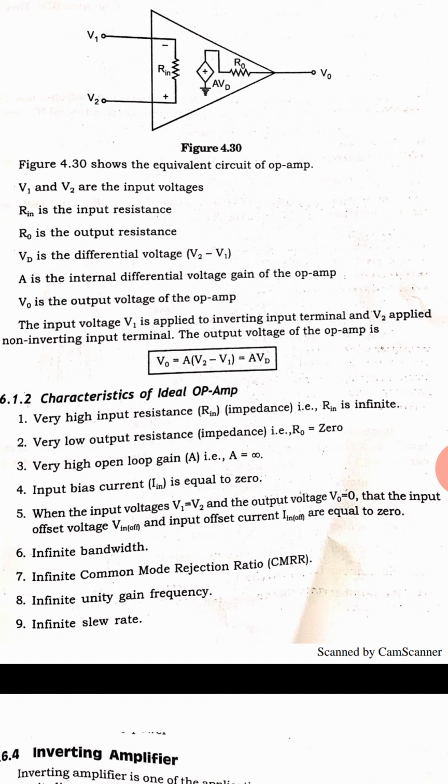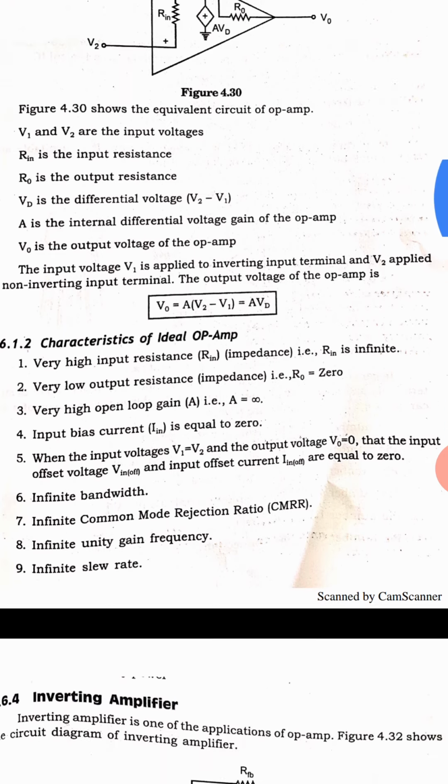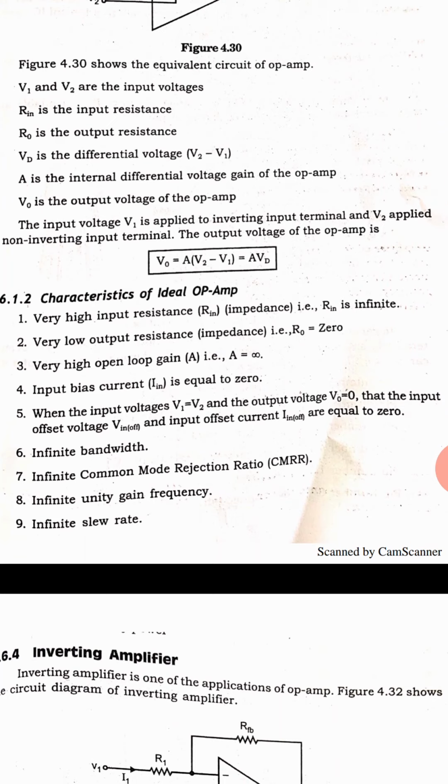It also has a very high open loop gain, A equal to infinity. Input bias current is 0. When the two inputs V1 is equal to V2, the output will be 0. It has infinite bandwidth, and also a common mode rejection ratio, CMRR, which we will discuss later. It has infinite slew rate and unity gain frequency. These are a few characteristics of an ideal amplifier.